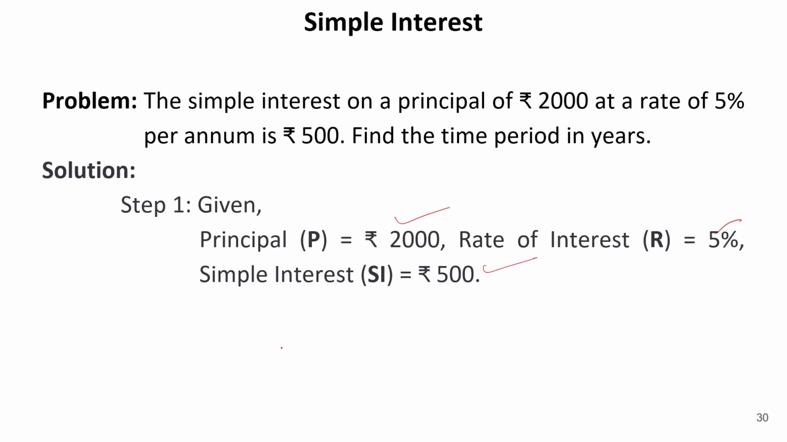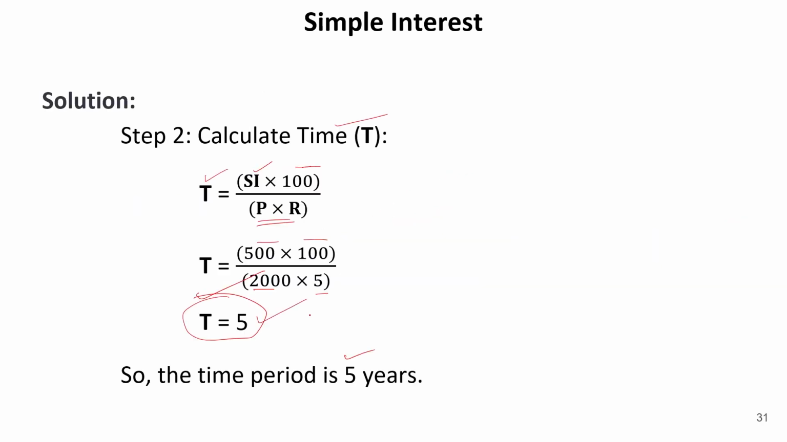So for this kind of financial situation, that is, you have simple interest of 500 and the principal amount is 2000, at a rate of 5% per annum, then what you have is a T years time period. That is, 5 years time period.